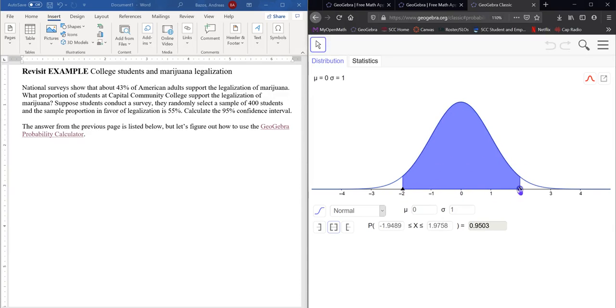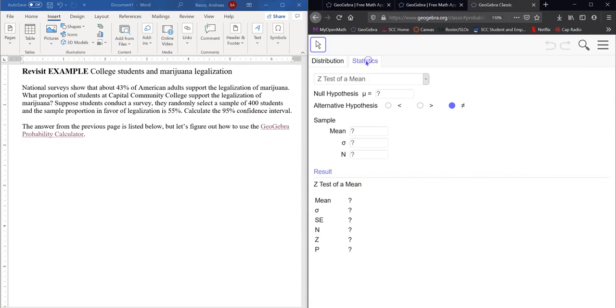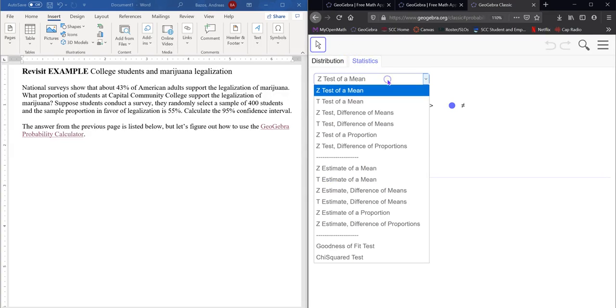We are not going to use this probability model. We are going to use GeoGebra instead. So when you click on this link that I provide you, you are going to use GeoGebra, and you're going to have to come over to this separate tab that's called Statistics. So once you get into this tab, then you have a pull down menu of all the different tests and all the different estimates we're going to do.